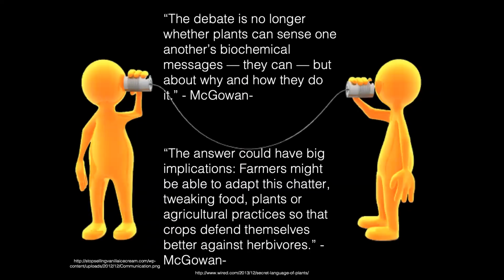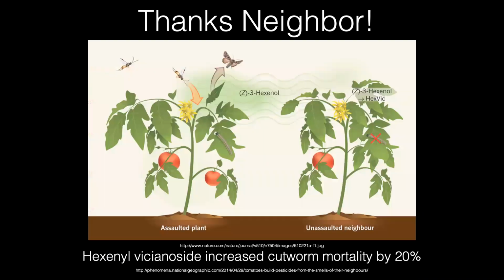So the debate is no longer whether plants can sense another's biochemical messages. They can, but about why and how they do it. The answer could have big implications. Farmers might be able to adapt this chatter to their planting, food plants, or agricultural practices so that crops defend themselves better against herbivores. So utilizing the right species, the right blends of species, we can actually utilize some of this communication to help protect our crops.